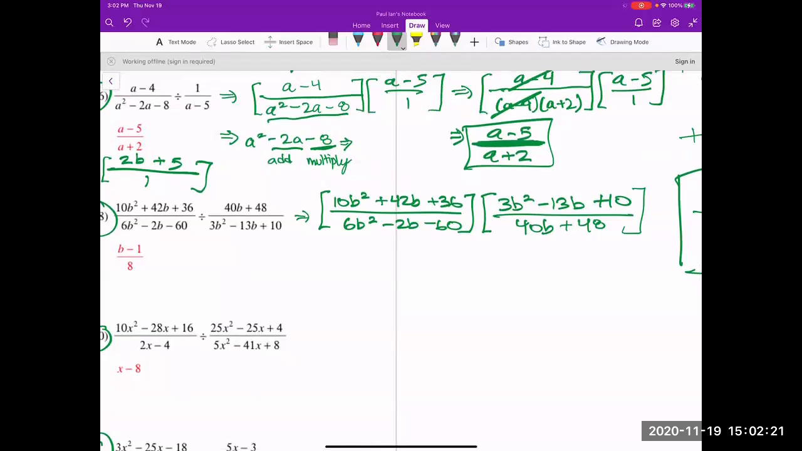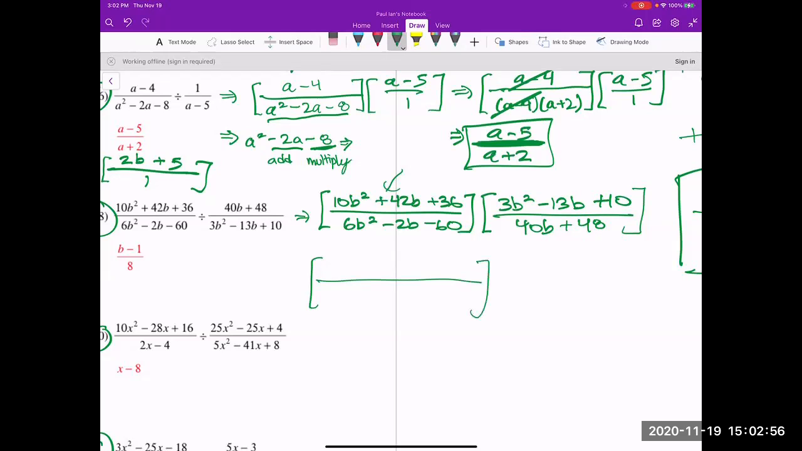So let's actually try to attack it one by one. See what we can do. So let's look at the top one first. This guy, 10b squared plus 42b plus 36. Let me think. I think you can actually take out a 2. You can actually take out a 2 at these guys right here, top and bottom. So let's divide the top and bottom by 2 first.